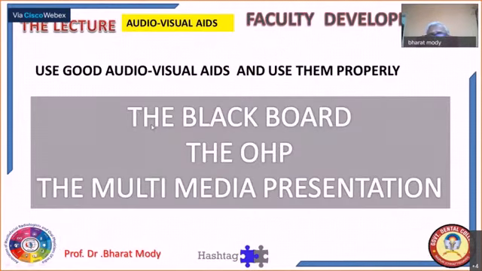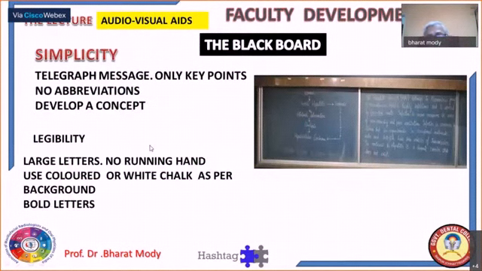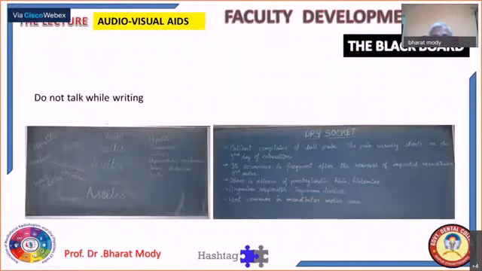Now, let us take the different methods in which you can utilize the different aids which are there. Blackboard and OHP are nowadays not much used, multimedia is used, but I'll just quickly go through the blackboard. It's very easy. You have to write only points there. Don't write messages, otherwise it becomes notes. So that is not the thing to be done. Colors are to be used according to the background. On a green background, only certain colors will show up. On black, everything will show.